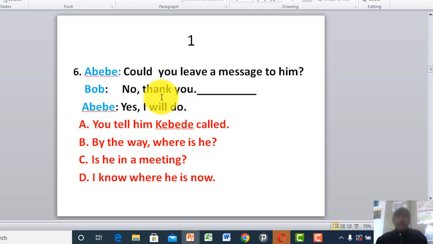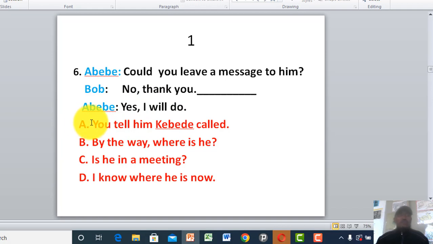Is he in a meeting? Yes, I will do it. I know where he is now. So you tell him Kebede called. Yes, I will do. No, thank you. You tell him Kebede called. So yes, I will do. That is the expected expression.